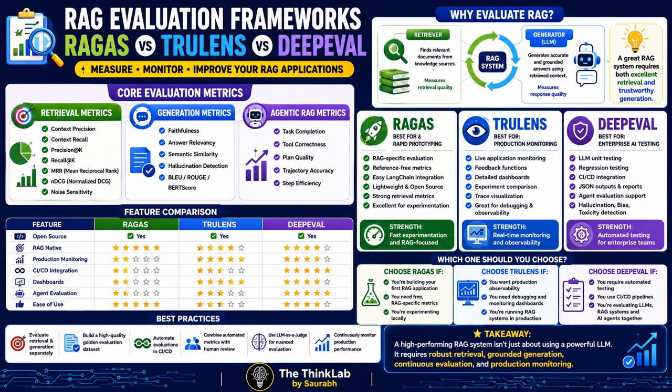Now we are going to discuss the generation metrics. Let's evaluate the LLM itself. One of the most important metrics is called faithfulness. Does the answer stay grounded in the retrieved documents? The next one is answer relevancy. Does the generated response actually answer the user's question? Then comes semantic similarity. Even if the words change, the meaning is still correct.